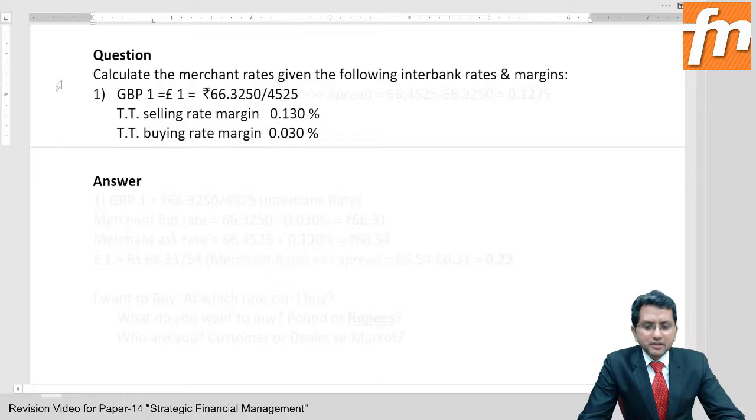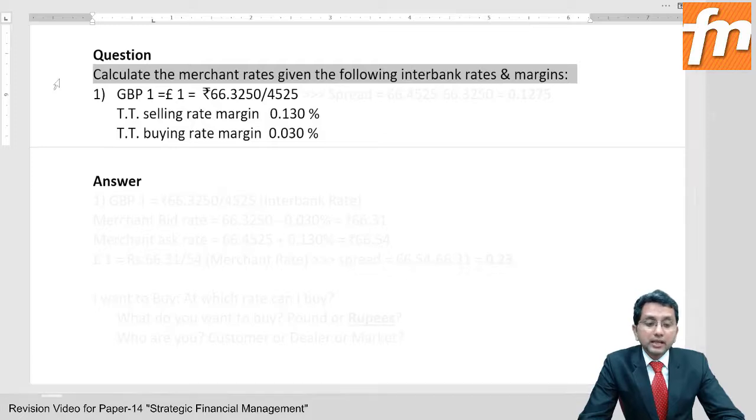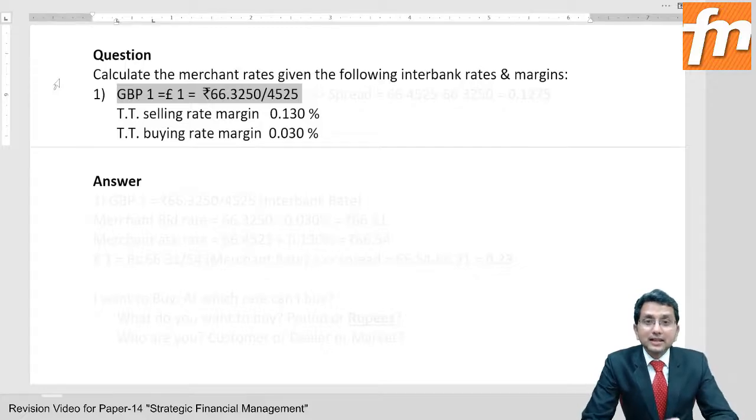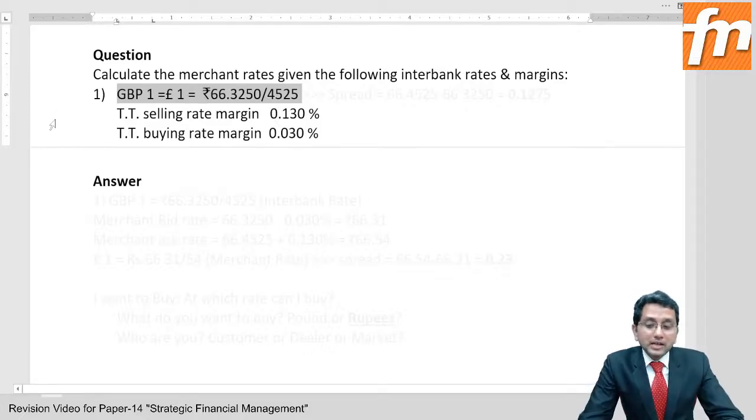Calculation of merchant rate, which is a very easy task. Calculate merchant rate given the following interbank rates and their margins. £1 equal to Indian rupees 66.3250 oblique 4525. So 3250 is the bid rate, 4525 is the ask rate. Most probably, these are interbank rates. Not most probably. In fact, question itself is saying these are interbank rates and you are required to calculate the merchant rate.